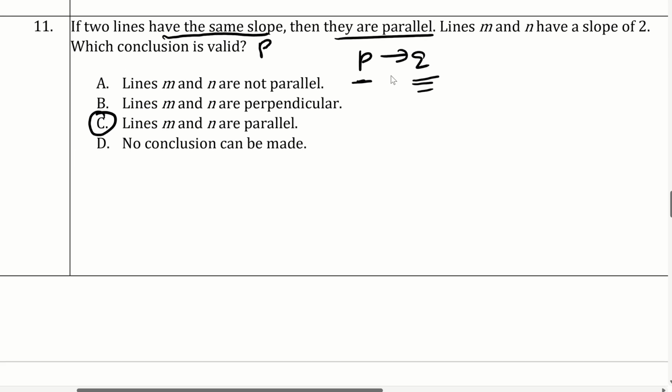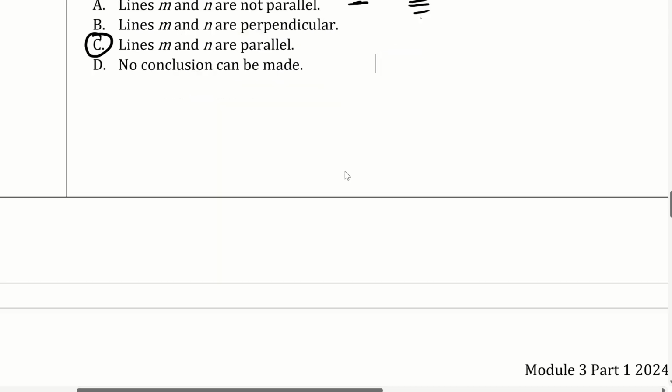Now, if they said that the lines are parallel, then we can't necessarily say that they have the same slope. If this were a biconditional, we could go backwards, but technically speaking, we can't apply the law of detachment in this example and go backwards. Even though it would be a biconditional, where you can go both ways, in this example specifically, you can't use the law of detachment by going backwards, right?